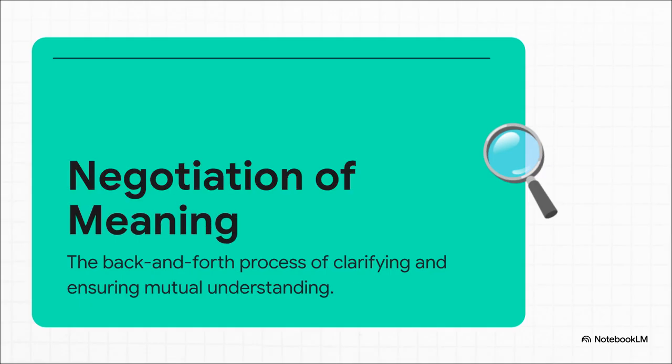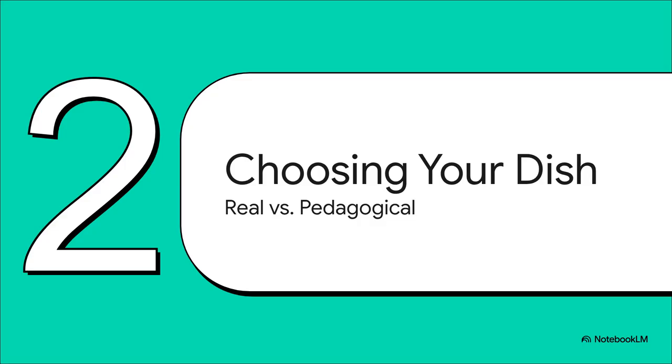And here it is, my favorite part, the secret sauce that makes it all work: negotiation of meaning. This is that real-time back-and-forth communication dance. "Wait, what did you say?" Or "Do you mean the big circle or the little one?" This stuff is so powerful because it forces you to realize, oh, they didn't understand me, and then you have to find a new way to say it. That's where the real learning happens. It binds everything together.